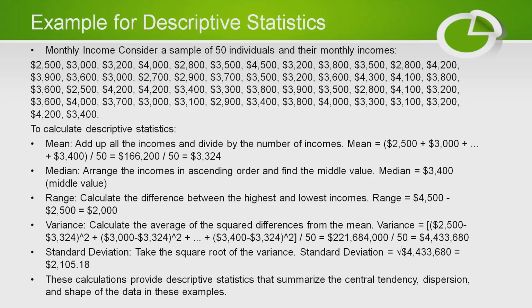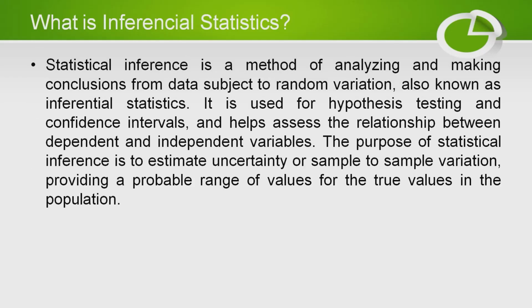Next, for standard deviation, the square root of the variance is the standard deviation. Here the variance value is 4,430 something. So its standard deviation is 2,105. This calculation provides descriptive statistics that summarize the central tendency, dispersion and shape of the data in these examples. Next is about inferential statistics.